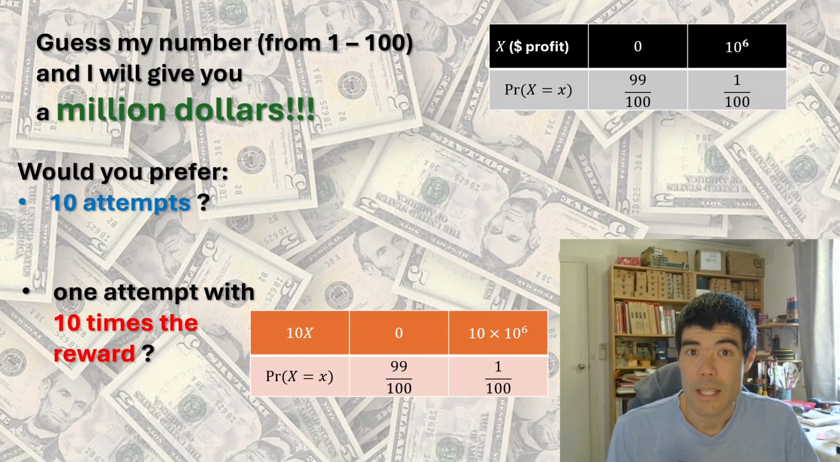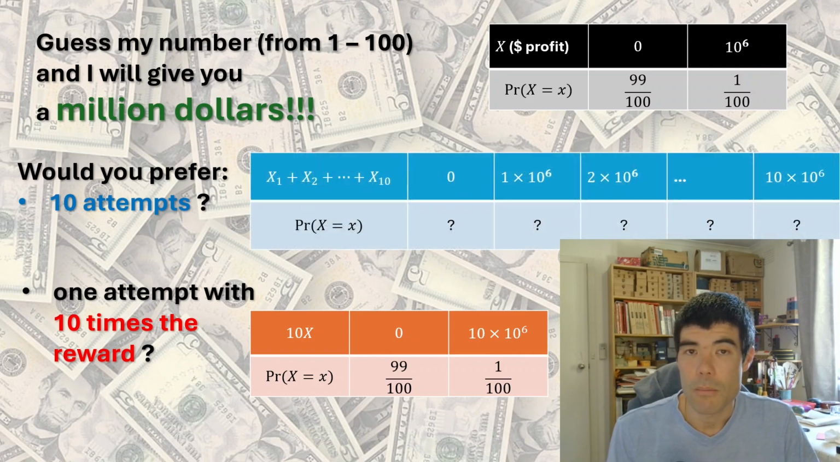However, if you have 10 attempts at the same game, the probability distribution is going to look very different because you could win nothing, but you could also get 1 correct and win $1 million. You get 2 correct and win $2 million, all the way up to $10 million. This is the option that I would prefer, because there's more chance that I'm going to walk away with at least $1 million, right? Maybe 2 million or more, but there's going to be a larger chance of me walking away with some amount of money, which $1 million is still pretty good, for me.